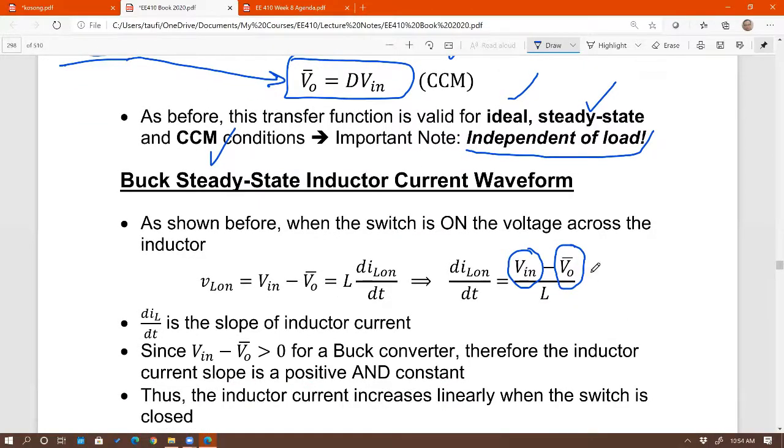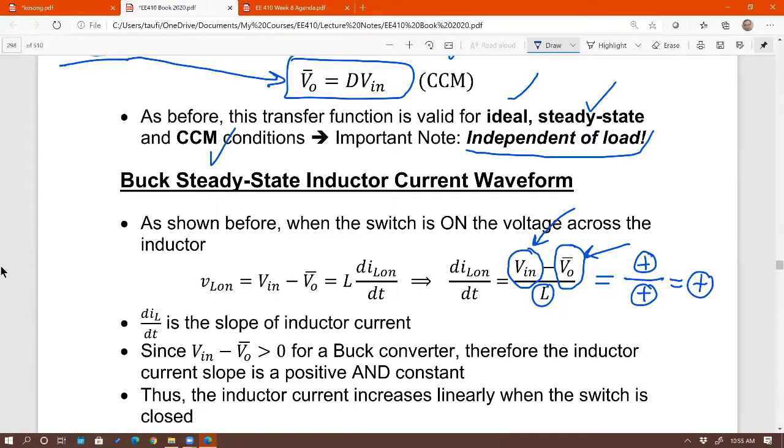So now, looking at this equation, I know that V out must be smaller than V in. If V out is smaller than V in, that means V in minus V out must be positive. You agree? Let me use the pen. The resulting sign of the difference between the two must be positive. L, inductance, is also positive. You cannot have negative inductance. So positive divided by positive gives you a positive sign.